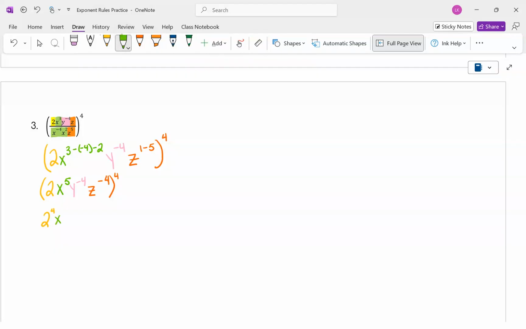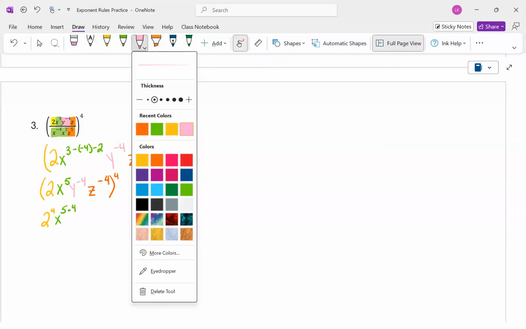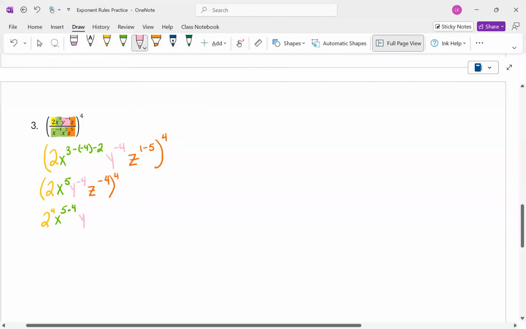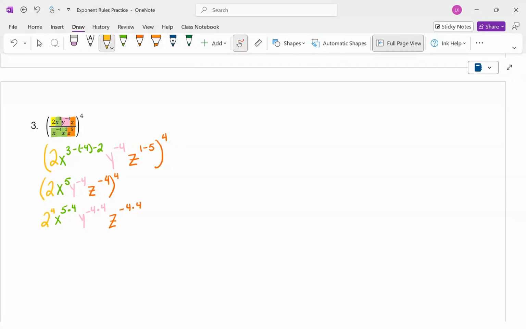X. There's a fifth power already there, times a 4. Y to the negative 4 times 4. And then z to the negative 4 times 4. 2 to the fourth power is 16. That's just multiplying 2 four times. So 2 times 2 is 4, times 2 is 8, times 2 is 16. That's 2 to the fourth power. If not, you can always use decimals.